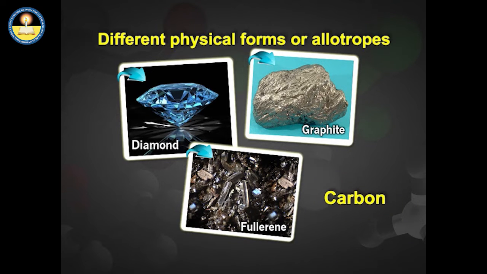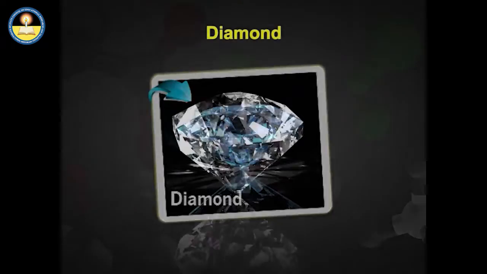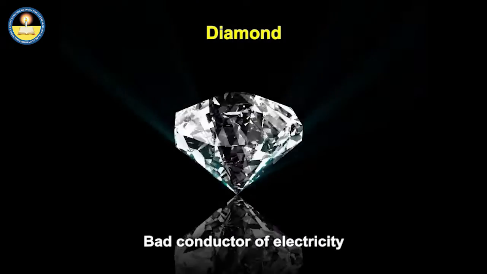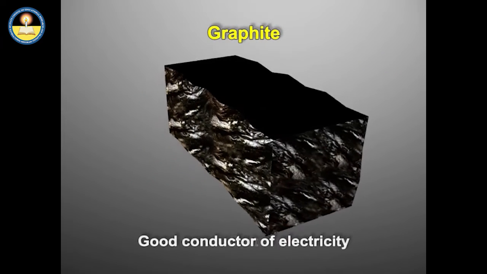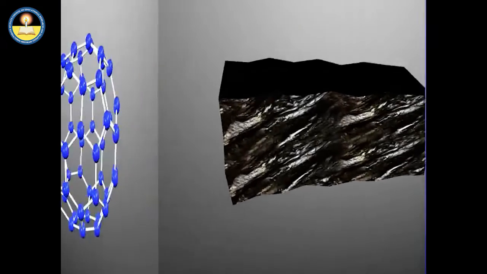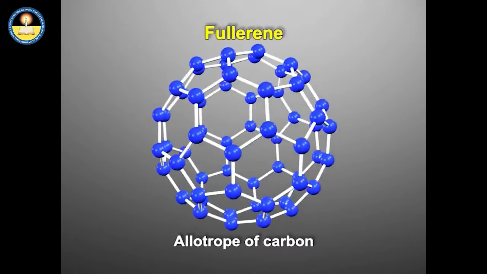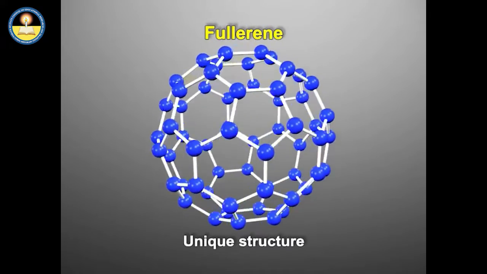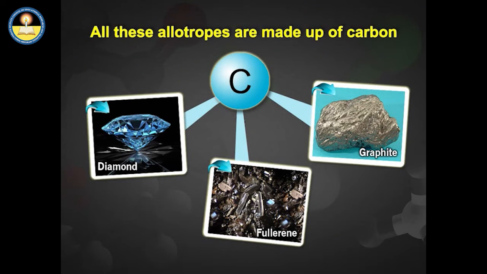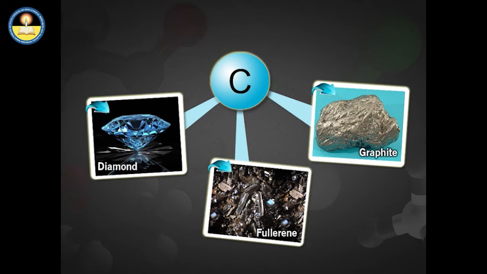The 3 different forms of carbon have different physical characteristics. Diamond is hard, shiny and bad conductor of electricity. Graphite is black, soft and good conductor of electricity. Fullerene is an allotrope of carbon which is recently discovered. It has a unique structure. All these allotropes are made up of carbon. The difference between allotropes of carbon is due to the manner in which the carbon atoms are bonded to one another.